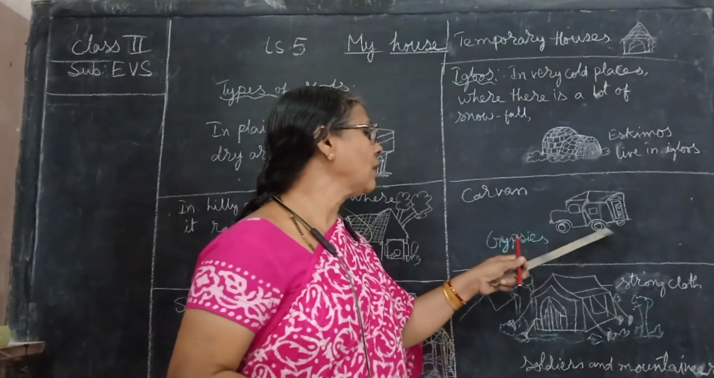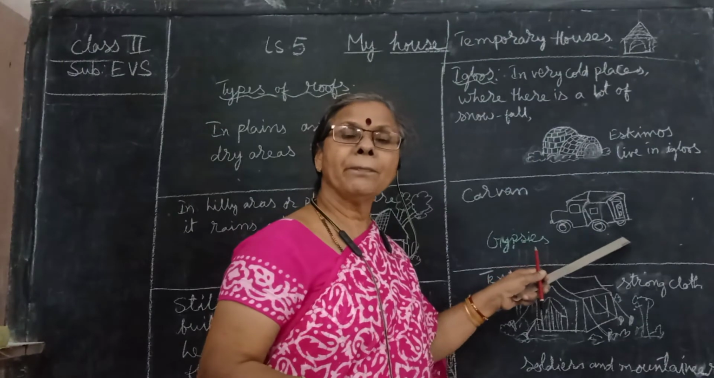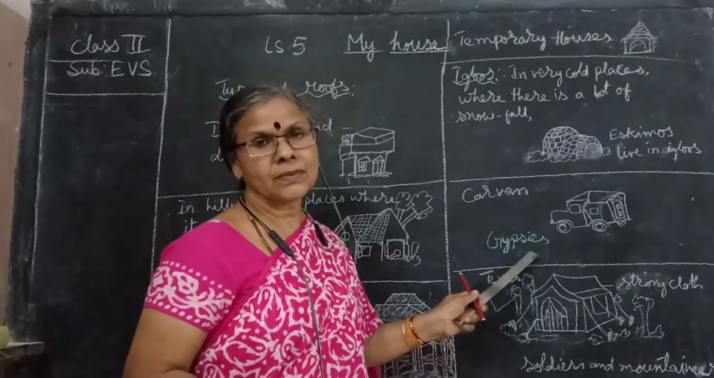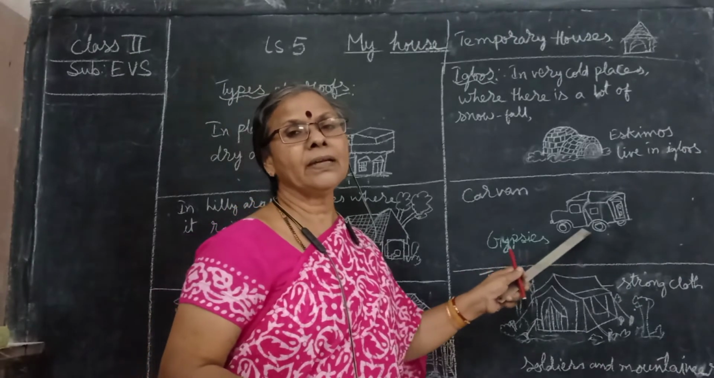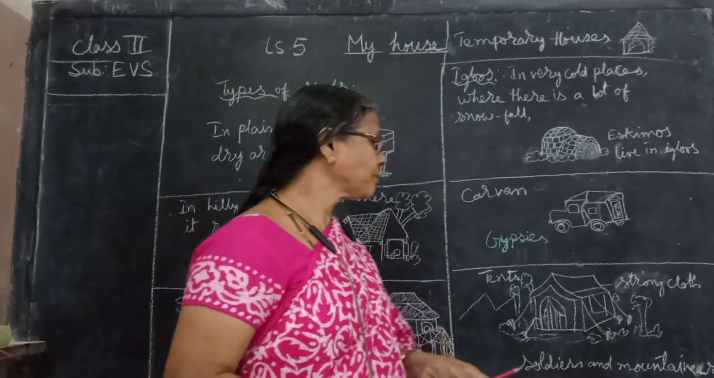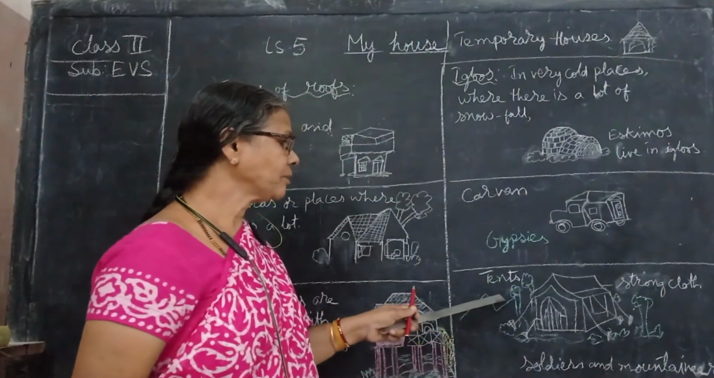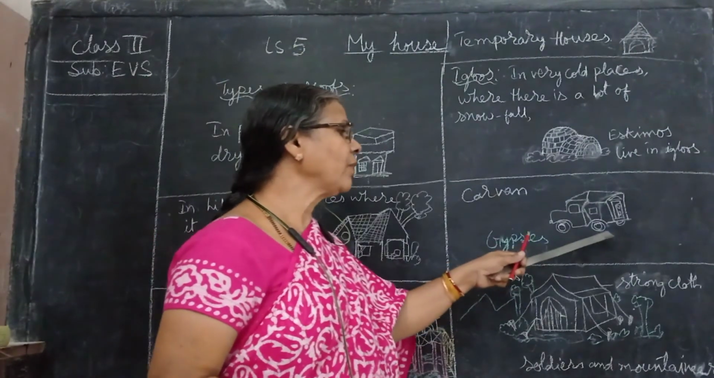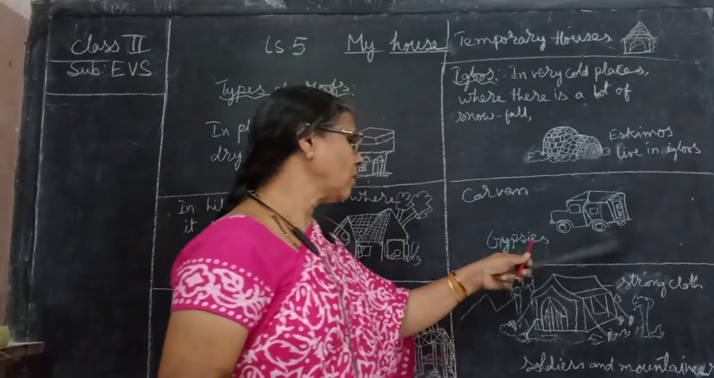So this is called a caravan. What type of people will be living in this? Gypsies. Gypsies are living in the caravans. Then one more temporary house, which is moving from one place to another on wheels.